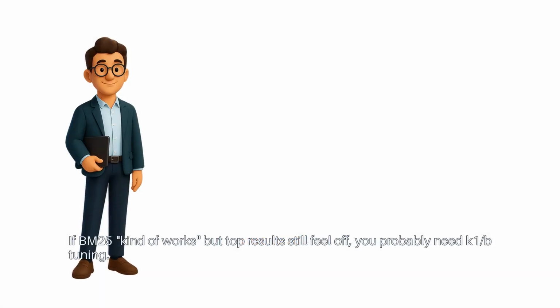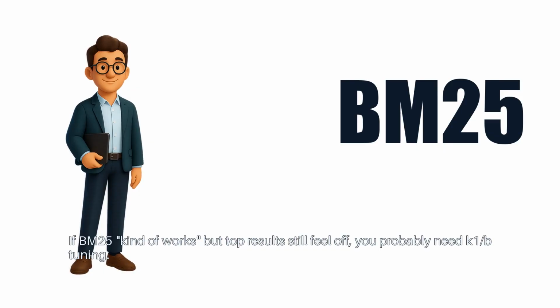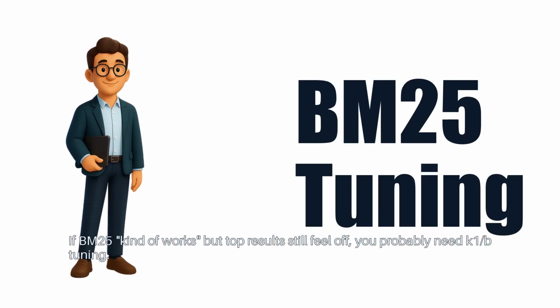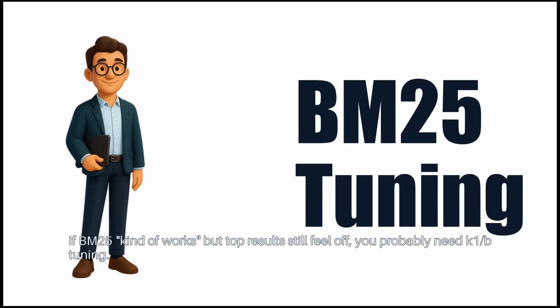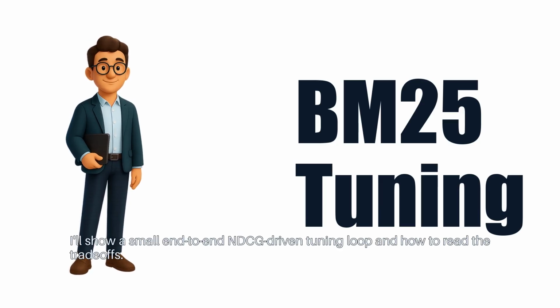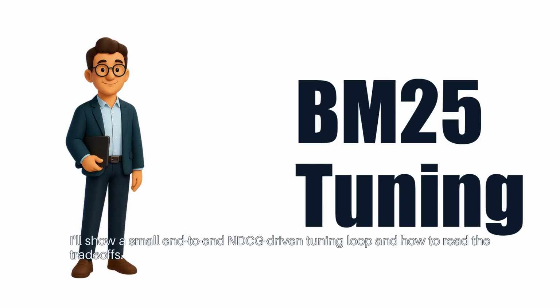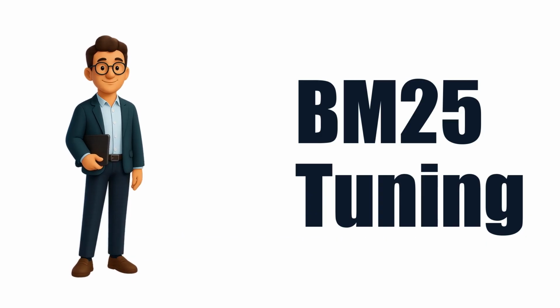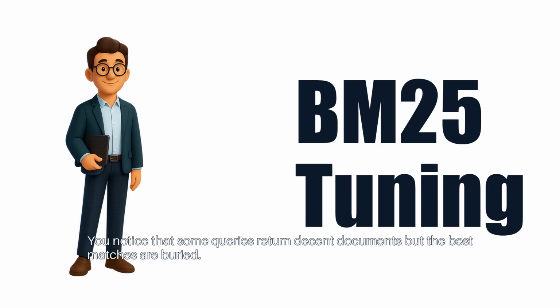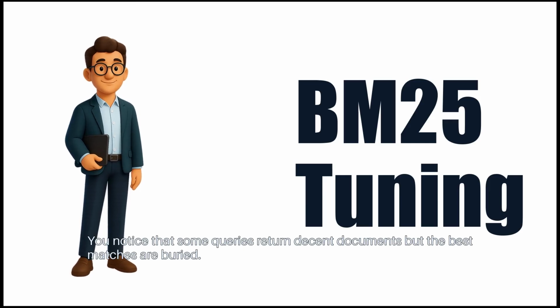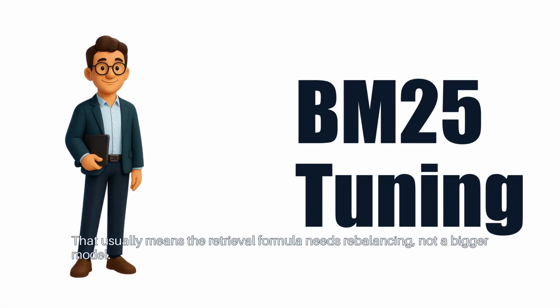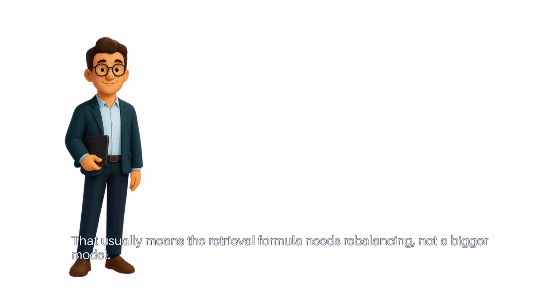If BM25 kind of works, but top results still feel off, you probably need K1 and B tuning. I'll show a small end-to-end NDCG-driven tuning loop and how to read the trade-offs. You notice that some queries return decent documents, but the best matches are buried. That usually means the retrieval formula needs rebalancing, not a bigger model.